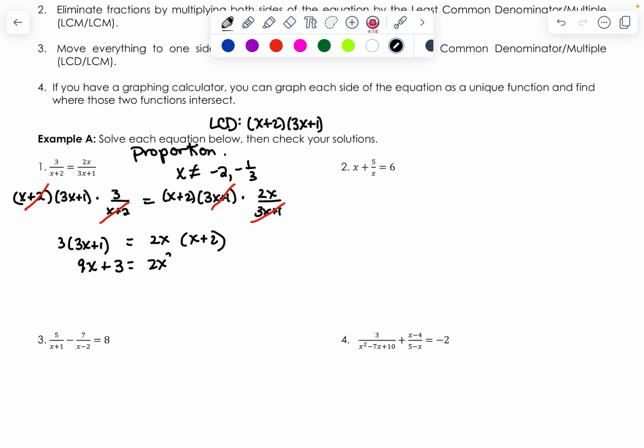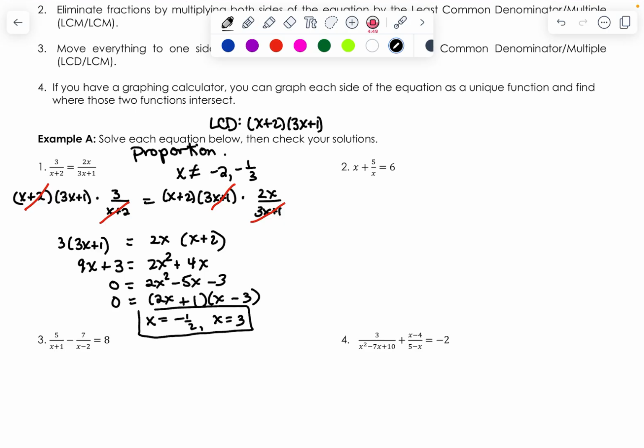All right, now we should be able to distribute on both sides of the equation. And then, lo and behold, I'm getting a quadratic equation. This one is going to factor nicely. So I'm getting x is -1/2 and x is 3. I personally check my domain restrictions. After I check, then I circle or box my answers.